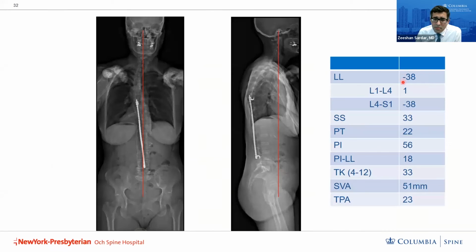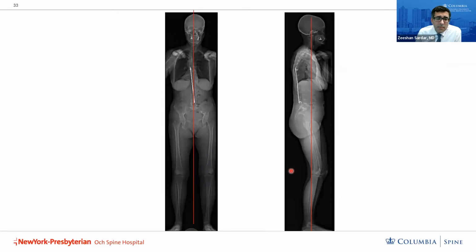And so she does have a PI-LL mismatch of about 18 degrees. But in her case, the difference is that the kyphosis is closer to 33. So the mismatch needs to be a bit more optimized in her case. And you can see her standing x-rays again. Because she's fused more distally, she's a bit more positive, and her knees and hips are bent. She's trying to compensate a lot.